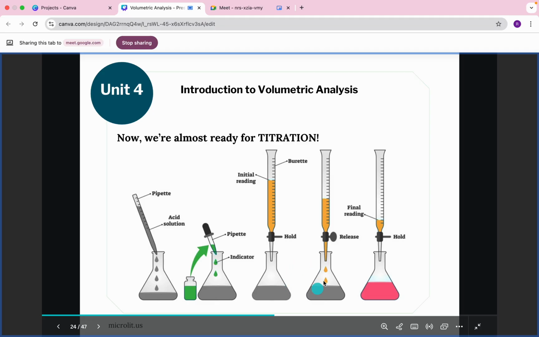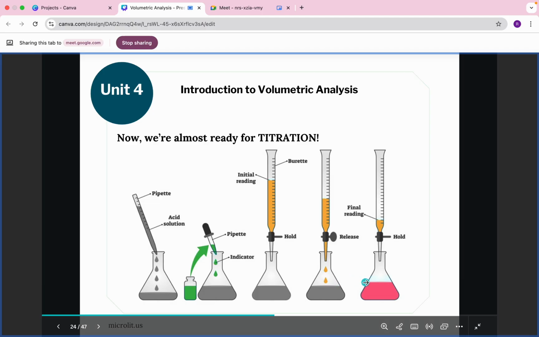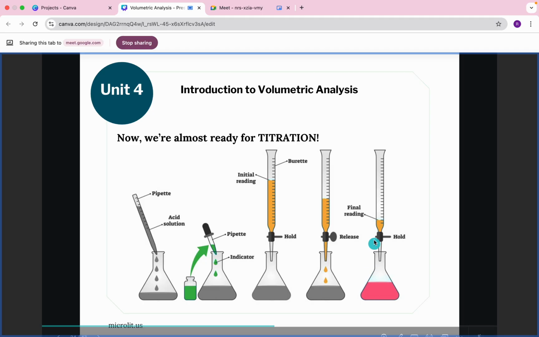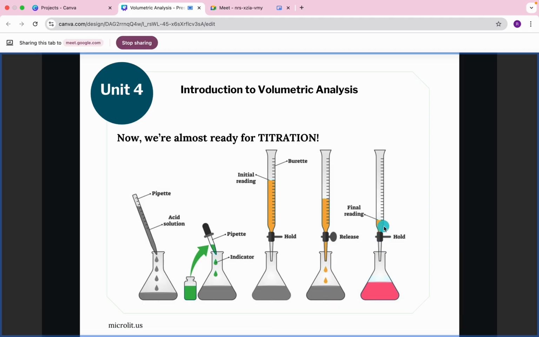While the flask is swirled during the titration, by the way, you need to stir or shake it if you don't have an automatic stirrer. We call this swirling, until the indicator shows a persistent color change at the endpoint. The endpoint or the color change indicates the completion of the reaction. You need to stop this or close it and get the final reading. So that's an overview of how you do the titration process.